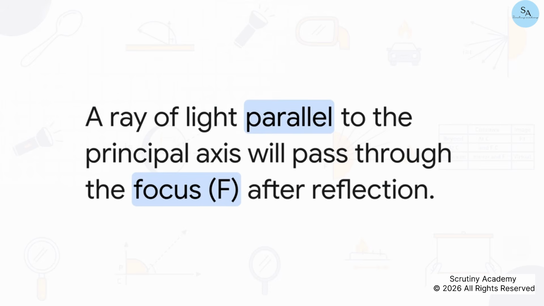All right, rule number 1. This is the big one. Any ray of light that comes in parallel to that main principal axis will always bounce off the mirror and pass right through the focus point, F. That's it. Parallel in, through the focus out.